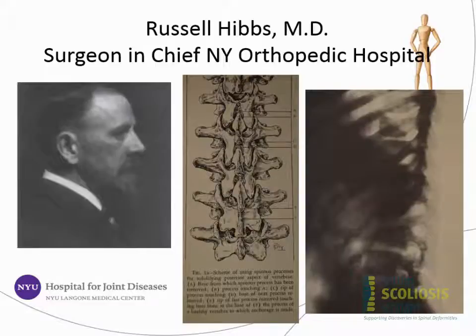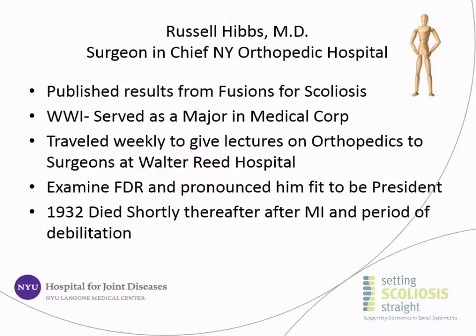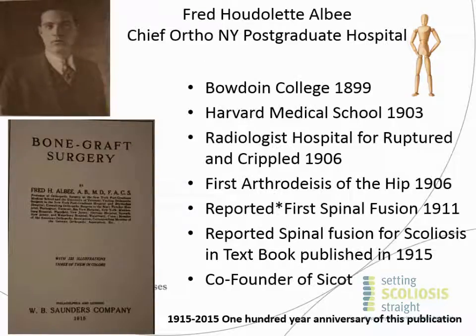Hibbs was the chief at New York Orthopaedic Hospital. You may have heard of the New York Orthopaedic brace. It was one of the first braces for scoliosis, and he published his results for scoliosis. He was in World War I. He entered into the military as an advisor. He traveled down to Walter Reed Hospital and gave lectures. He also examined FDR and pronounced him fit to be president, and in 1932 died of a heart attack.